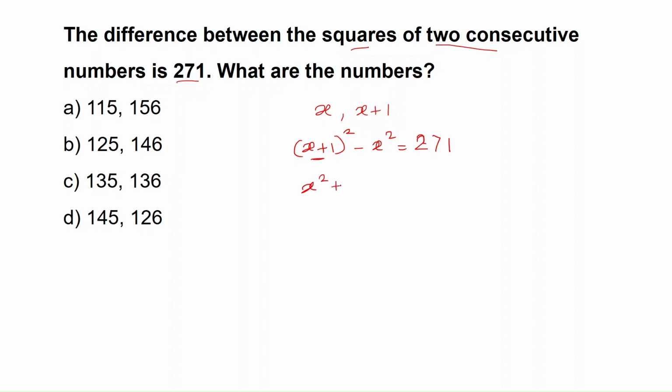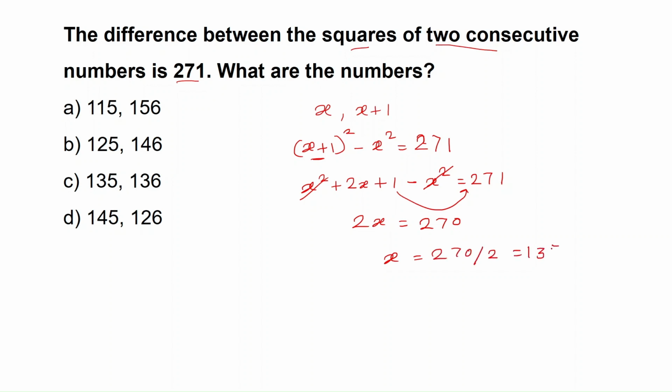Okay. Now let's simplify this. x square plus 2x plus 1 minus x square is equal to 271. Okay, so this x square will be cancelled. We'll transfer 1 here, so that will be subtracted. 2x is equal to 270. x is equal to 270 divided by 2, which is 135. So x plus 1 will be 136. So your answer is option C.